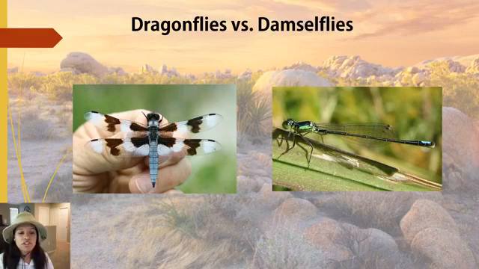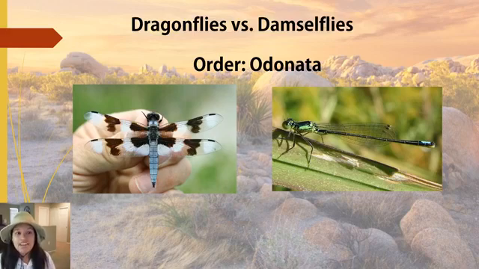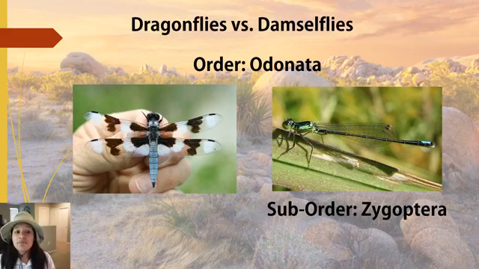Both of them are part of the order Odonata. They're usually called odonates. And the damselfly is part of the suborder Zygoptera, which comes from ancient Greek zygos for even, optera for wing. And this is because their wings are even-winged or essentially the same shape. So that's the name of their suborder. Easy way to not get them mixed up.